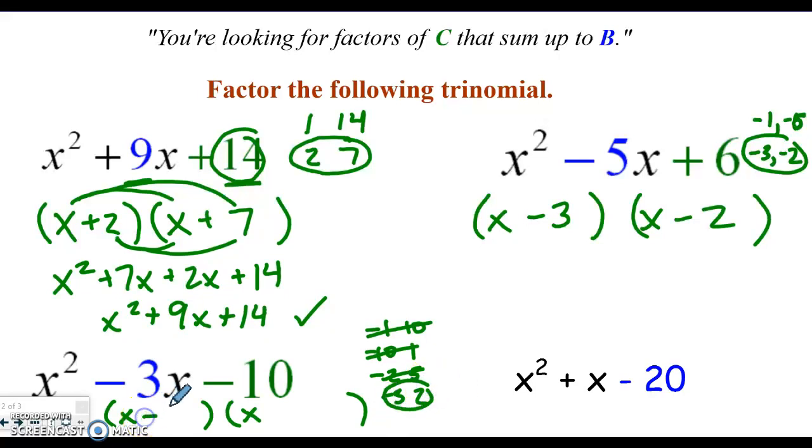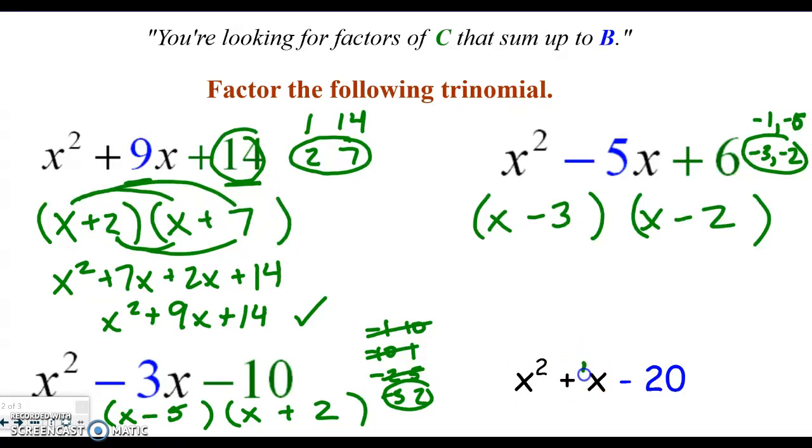So I'm just going to go and place them in. Now remember, it doesn't really matter which order you put them in as long as the sign in front of the number is the right sign. If I had positive 5 here and -2 here, that wouldn't be right. But if I had +2 and -5, if they were flip-flopped, that would be okay. It would work out. Last one we want to look at, x squared plus x minus 20.